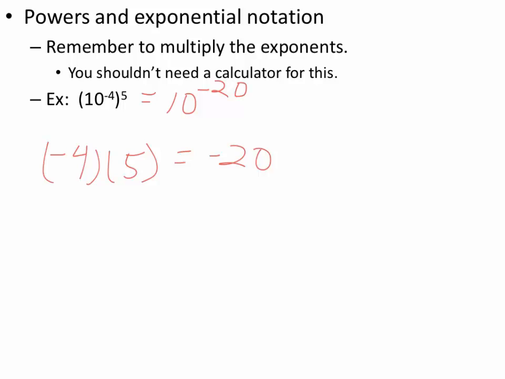So here we have a very small number, whereas in the previous case we had a very large number. 10 to the positive 20 is a large number. 10 to the negative 20 is a very small number, a number that's very close to 0.